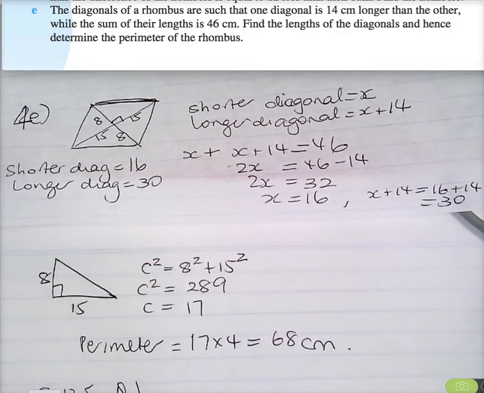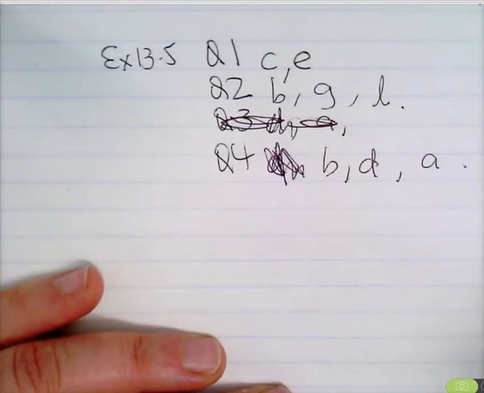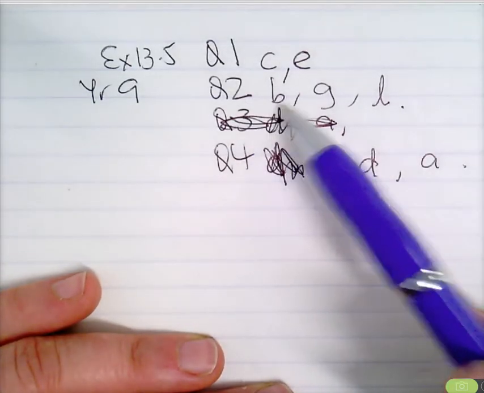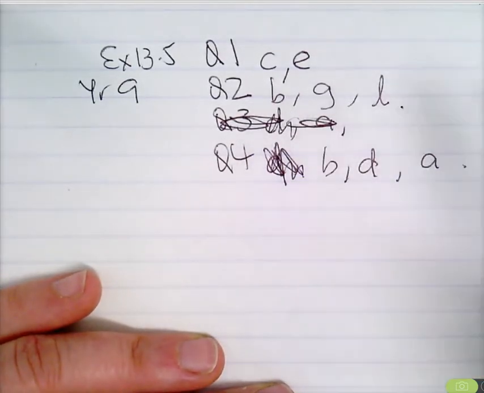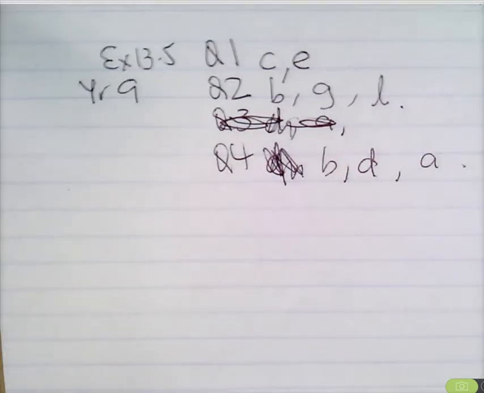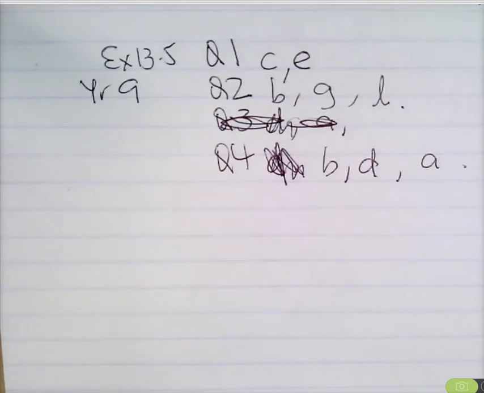All right. Exercise 13.5, Year 9 textbook. Question 1, C and E. Question 2, B, G, L. Question 4, A, B, D. Tomorrow we do questions 3 and 5 and whatever else there is. Thank you.